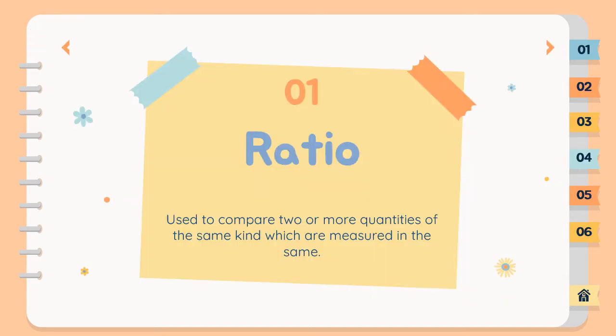So let's define what is ratio. A ratio is used to compare two or more quantities of the same kind which are measured in the same unit. The ratio of A is to B, where A and B represent two quantities of the same kind and B must be not equal to 0, is written as A ratio B. So for example, we have A ratio B, wherein B is not equal to 0.